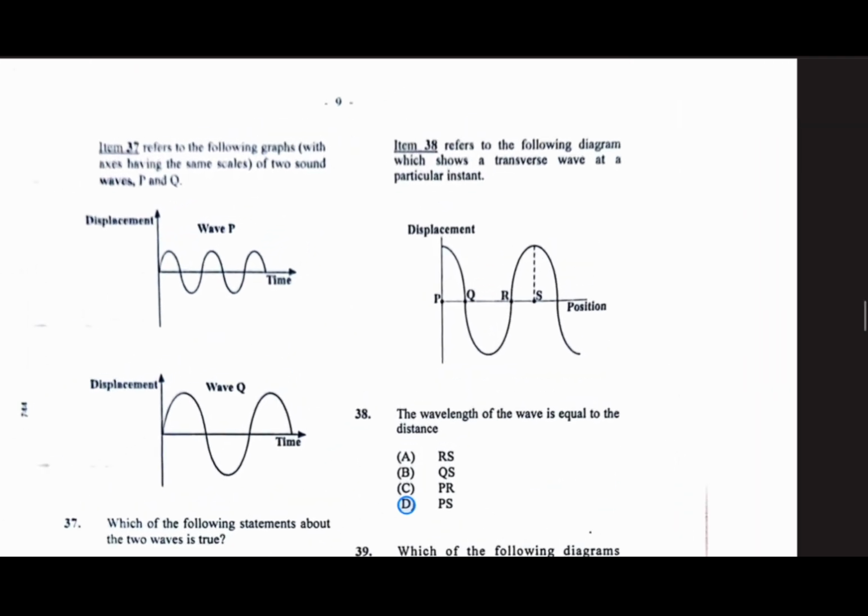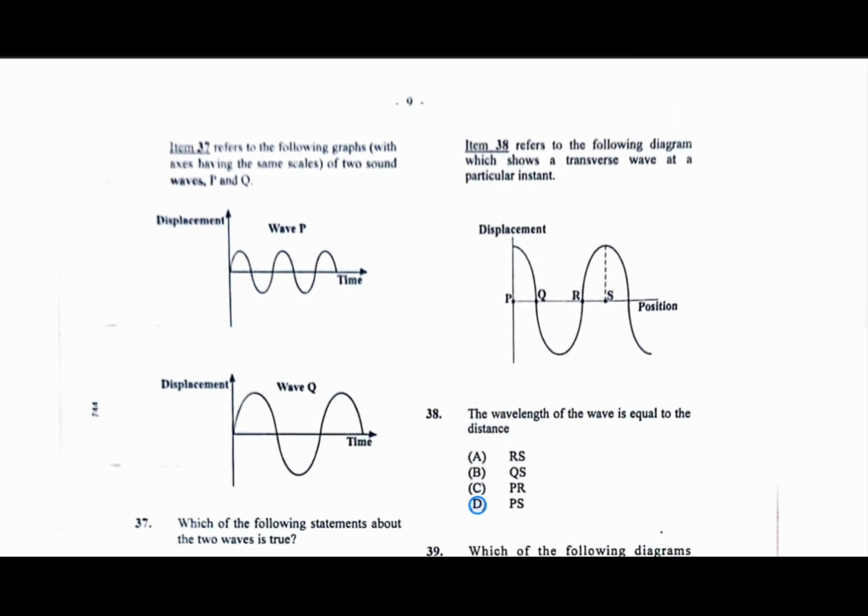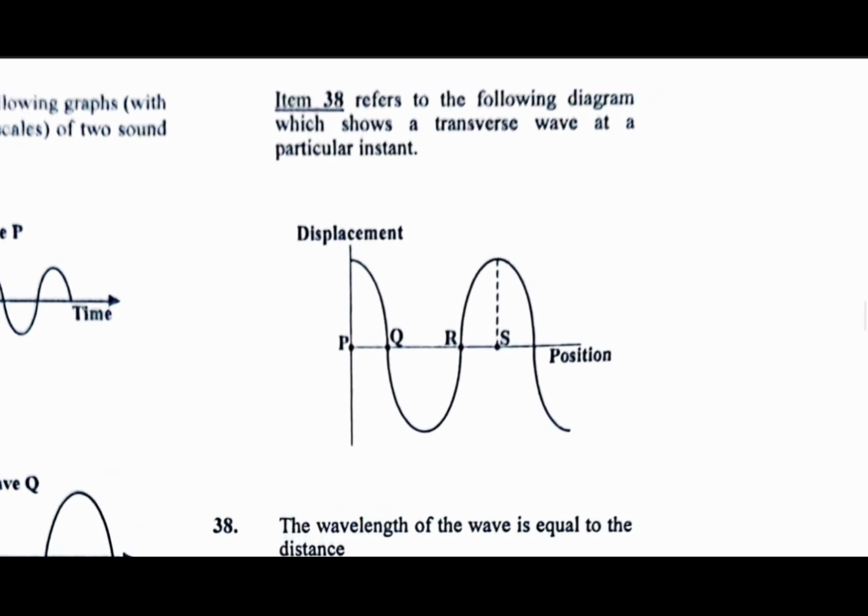38. The wavelength of the wave is equal to the distance. Right, so recall that if I want to find wavelength, it's always the distance between two successive troughs or two successive crests. What exactly is a crest? A crest refers to the top point of a graph, and a trough corresponds to the lowest point of a graph. So this over here would correspond to a crest, that is point P, and this would correspond to a crest. So the wavelength would be P to S, because that's the distance between two successive crests.